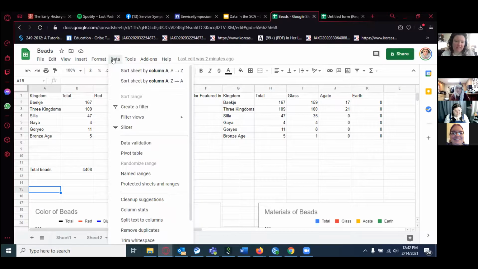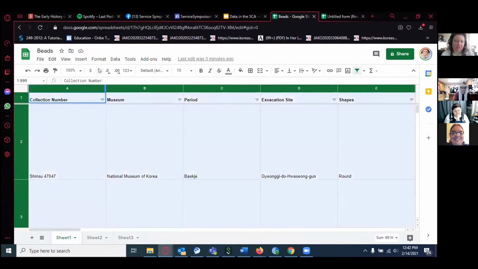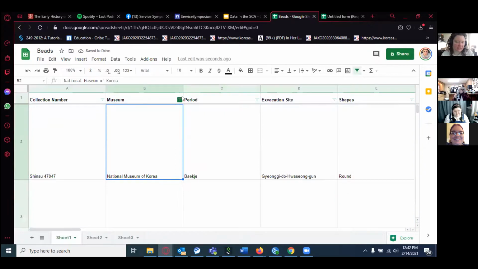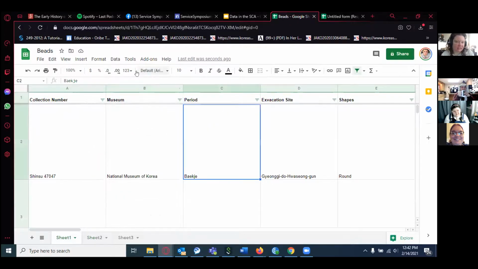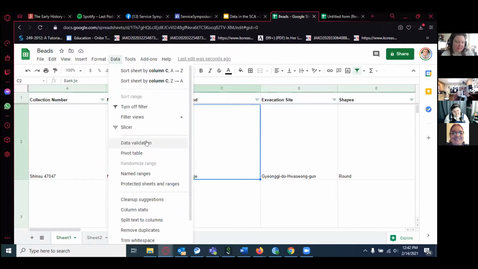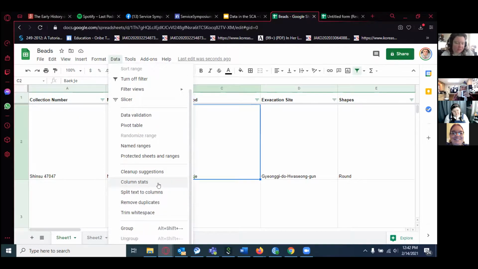You also have a data section. You can do things such as create a filter. You can select all your data in that sheet, and create a filter so that when you're looking at this and you want to look for a specific thing, you can select which one you're specifically looking for, or you can filter by color or sort by color. The data tool also has data validation that you could do, and you can make a pivot table, and you can do column stats.